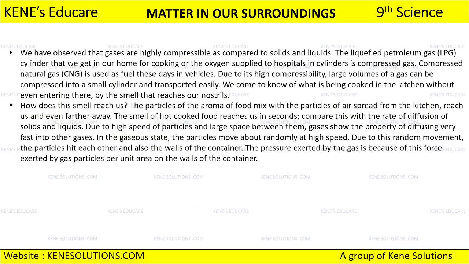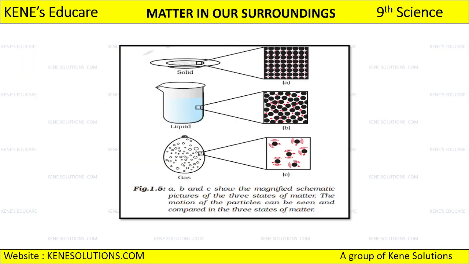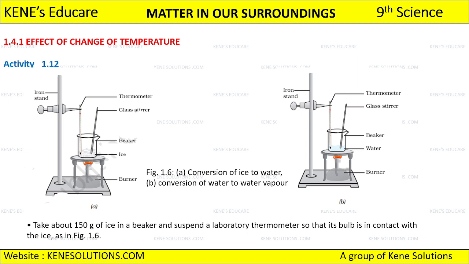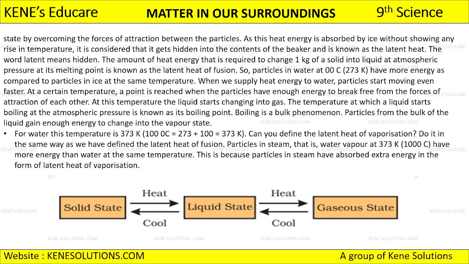Now after this we will discuss more about gases, which I'll do in the next class. And we will be discussing whether matter can change its state. So we have three different states of matter, that is solid, liquid and gas. How can this matter change its state, we will be discussing that as well, in detail. Then we will be discussing the effect of change of temperature, what exactly the effect of change of temperature is, in detail.